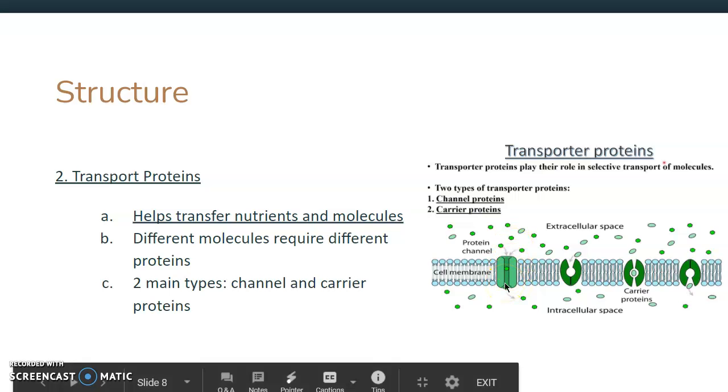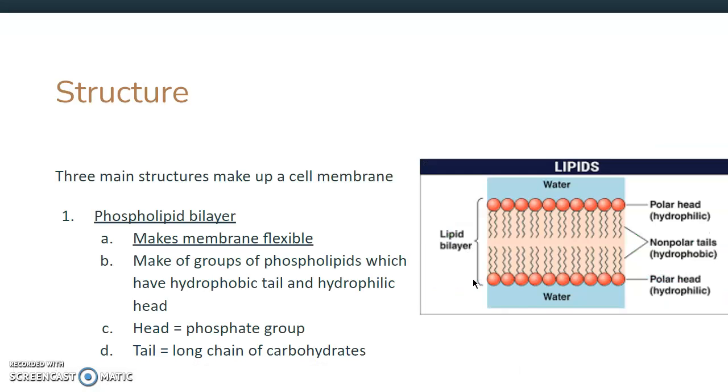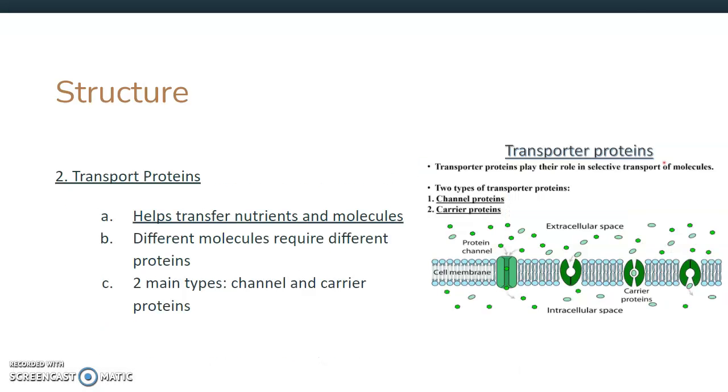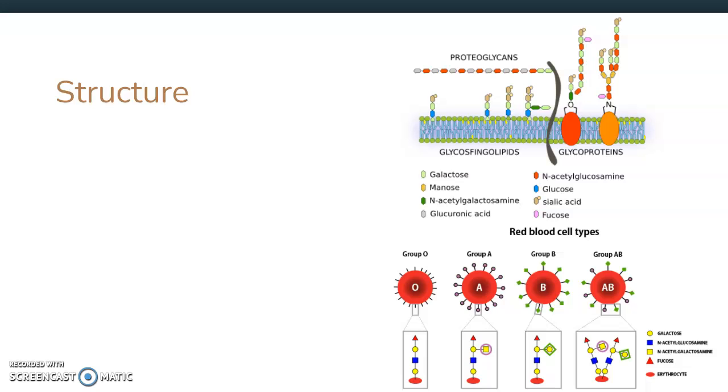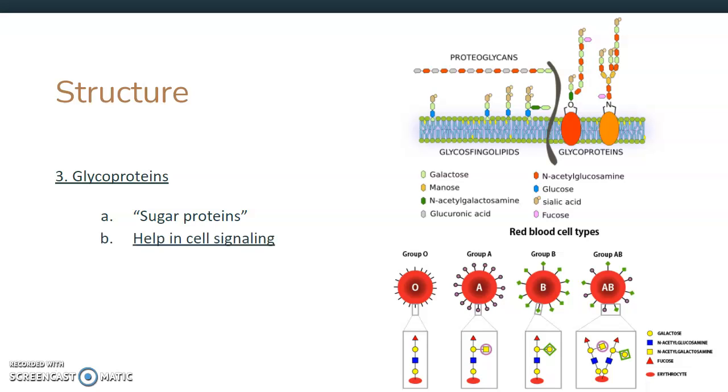So our proteins are a part of our cell membrane. Our first one is that our cell membrane is made up of a lipid bilayer. Our second one is they have transport proteins. The third important structure are glycoproteins, which we just learned are sugar proteins, and these help in cell signaling.